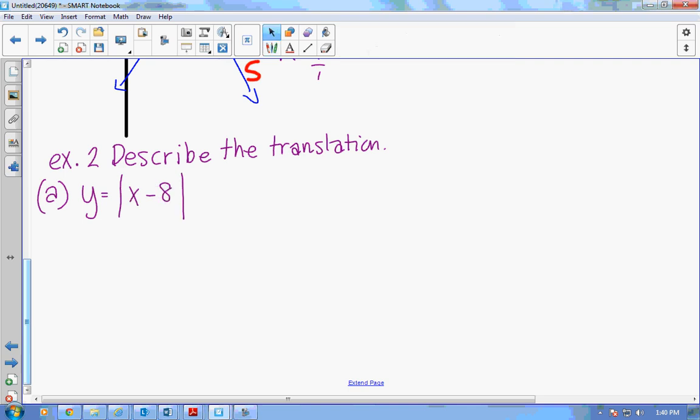Okay, y equals the absolute value of x minus 8. In 4 words, turn to your neighbor, please, and tell them what happens to the graph compared to the parent function. 4 words. We've done this before. It's the same with quadratics. A translation is a shift. So we're either talking about a horizontal shift or a vertical shift, and which direction and how many units?